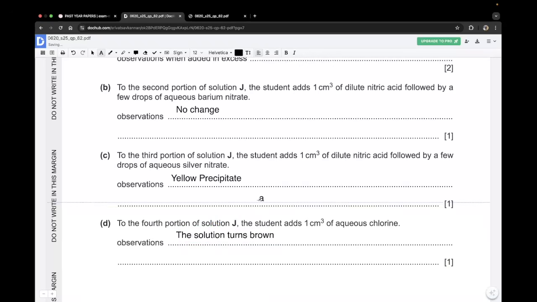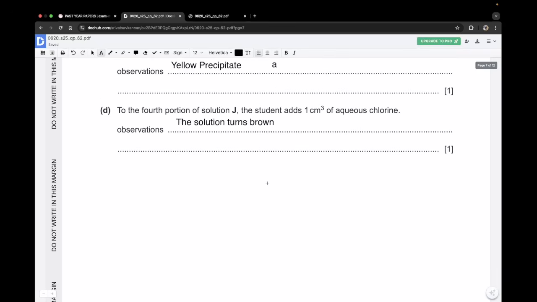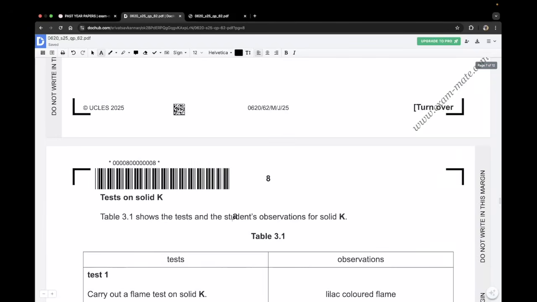So remember this, guys. These halide displacement reactions: chlorine can displace bromine and iodine. Bromine can also displace iodine. And fluorine can displace chlorine, bromine, and iodine. It's based on the reactivity series, and when iodine is displaced from a solution, going from an iodide ion to iodine liquid or gas, it becomes brown. So that's D right here.